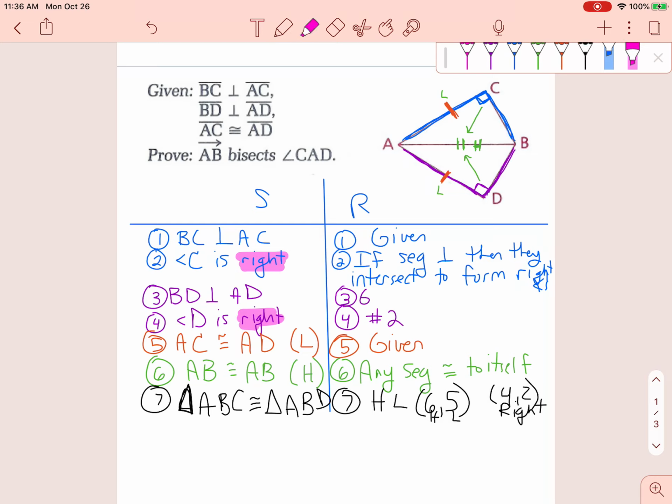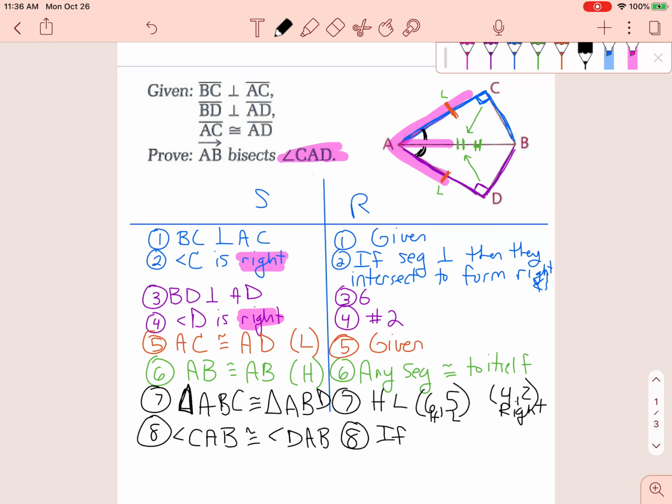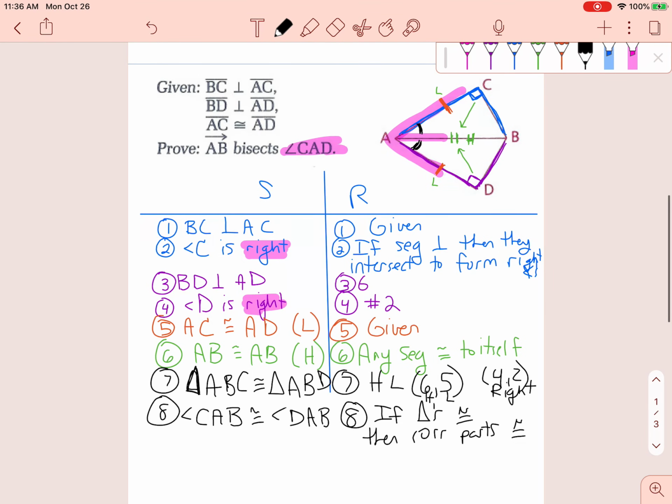Why do I care that they're congruent? Again, I'm trying to prove that CAD, this angle, is getting bisected. In order for this angle to be bisected, this piece has to be congruent to that piece. So that's the next piece of information I'm pulling out. Angle CAB has to be congruent to angle DAB. And that's because if triangles are congruent, then their corresponding parts are also congruent. So immediately after we pull the triangles out, you're looking for the parts that you want congruent. So those are the parts that we pull out that we want congruent to each other.